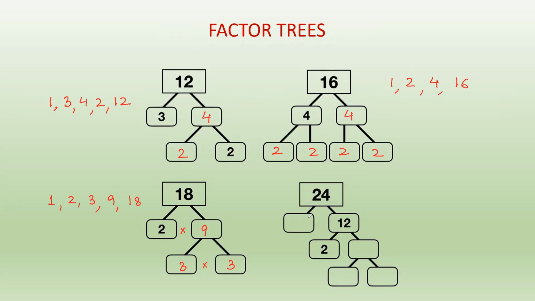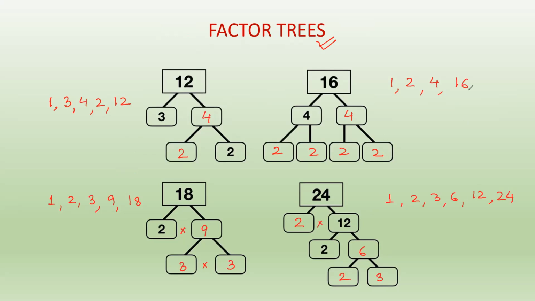Now, 24. 24 is 2 times 12 and 12 is 2 times 6. Further, 6 can be 2 times 3. So, the factors of 24 are 1, 2, 3, 6, 12, and 24. Now, this method of finding factors is called the factor tree method.